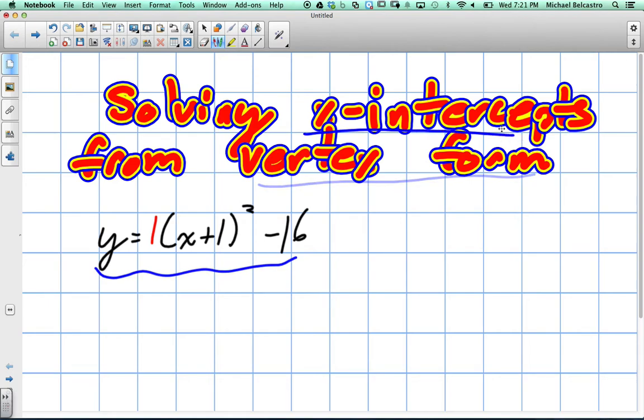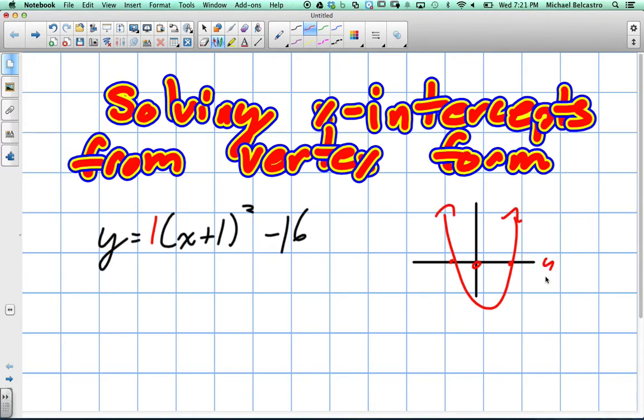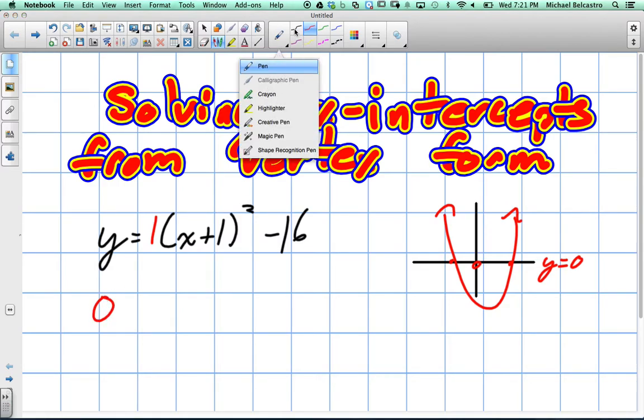And an x-intercept is when we're on a graph. Okay, so say we're to graph this. Your x-intercepts are when your y value is at 0. These are where x-intercepts are. In this case, it probably does something like this. y is equal to 0 at this point. So with that in mind, we're going to set y equal to 0, and we're going to solve for x.